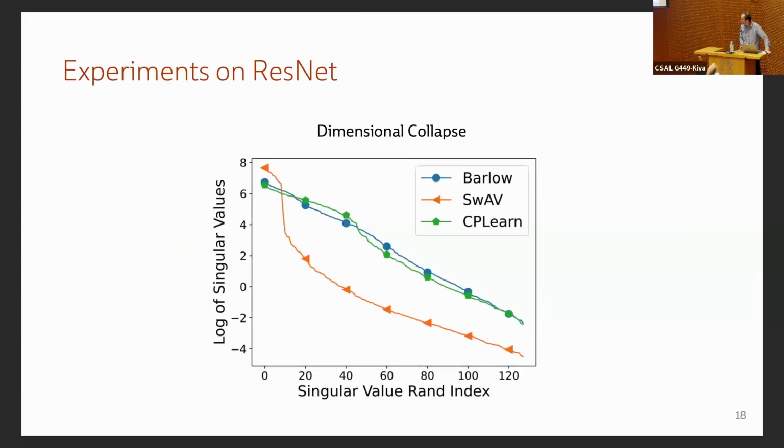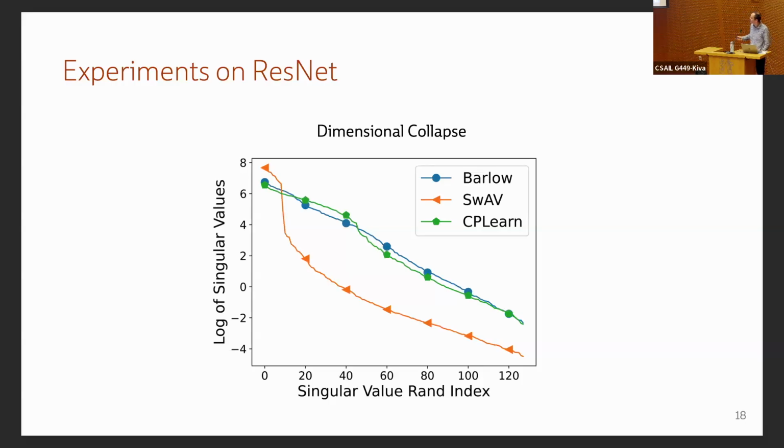Now, I promised you to look into the different collapses. Here we focus on the dimensional collapse. So what we do is that we take our embedding, we compute the sample covariance, and then we perform singular value decomposition, and we can plot the singular values of this covariance matrix. We show it for the different approaches, how these singular values are distributed.